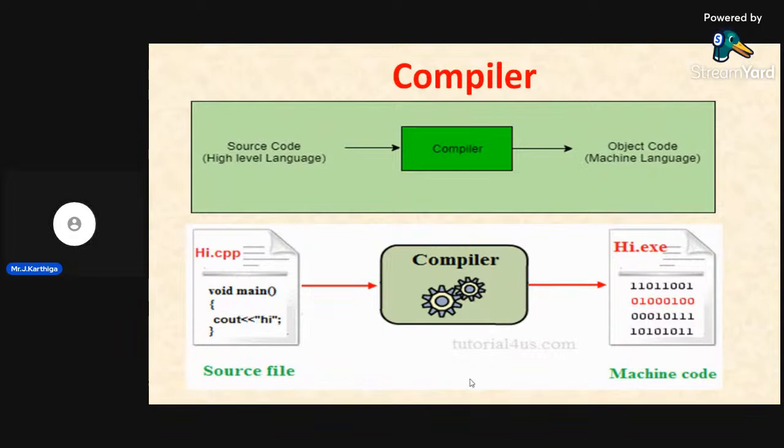Then, how to compile the program. High-level language source code is converted into object code with the help of a compiler. For example, if you write a C program, it can be converted into machine code. With the help of a compiler only, the high-level language will be converted into machine code, machine-level language.